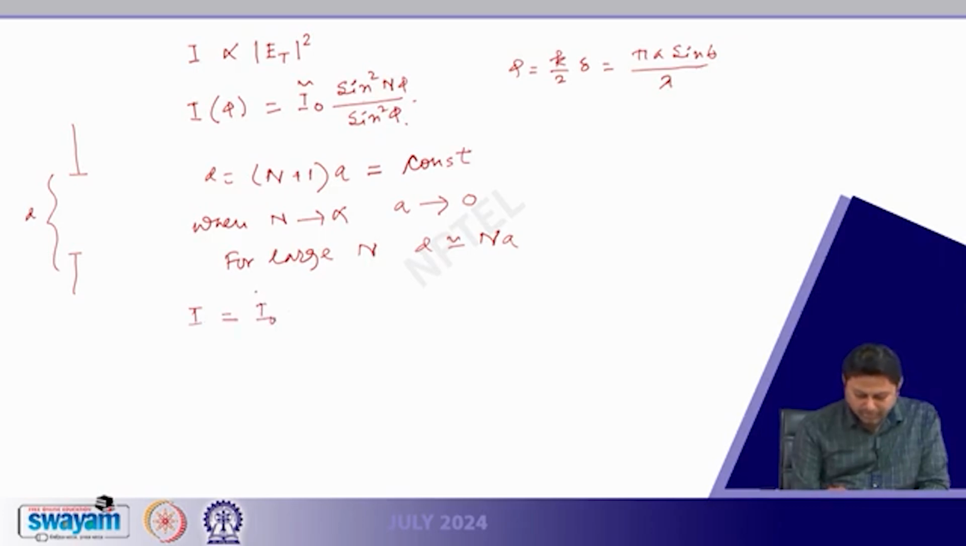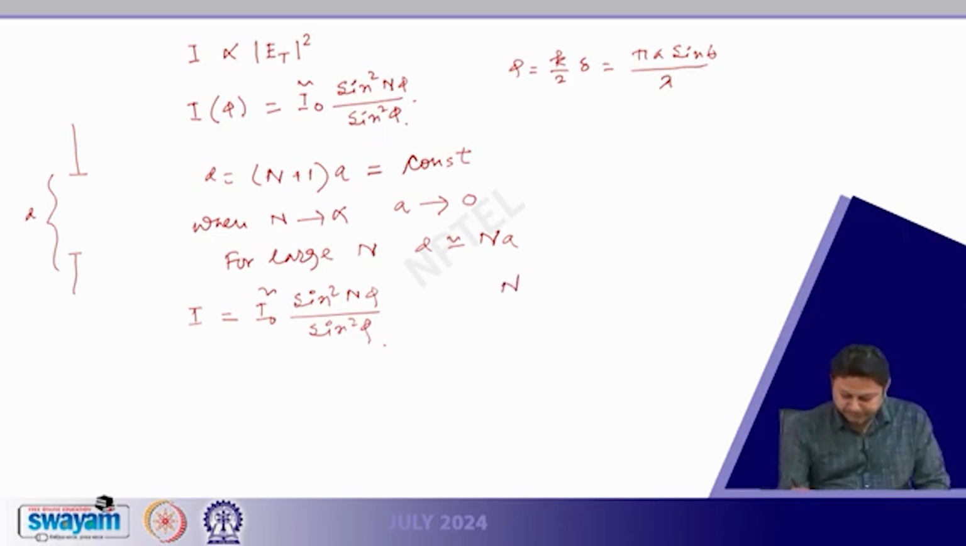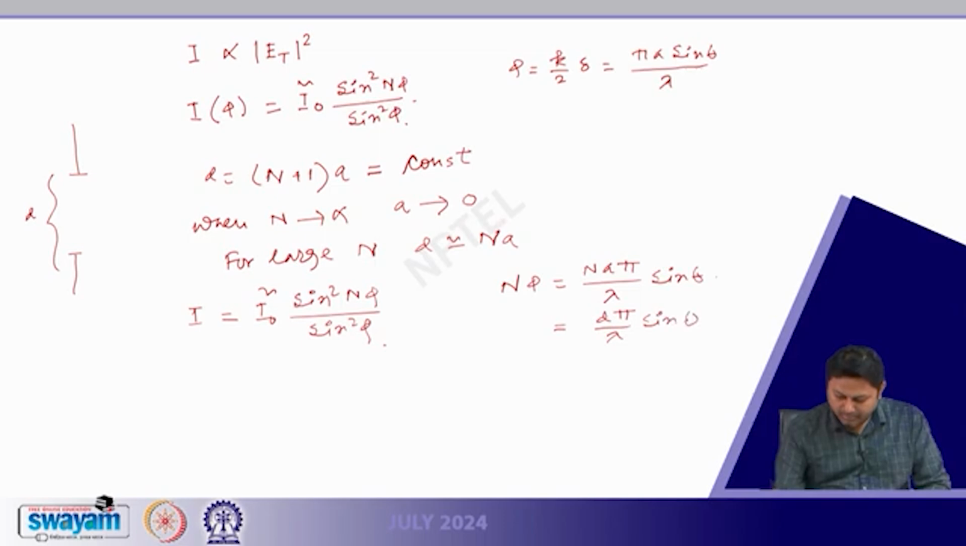I naught sine square n phi whole divided by sine square phi, that is the original expression, and then n phi is n A pi divided by lambda sin theta, that is equal to d pi divided by lambda sin theta, and phi is that quantity.